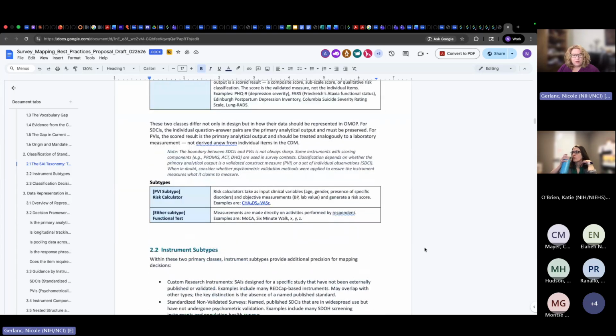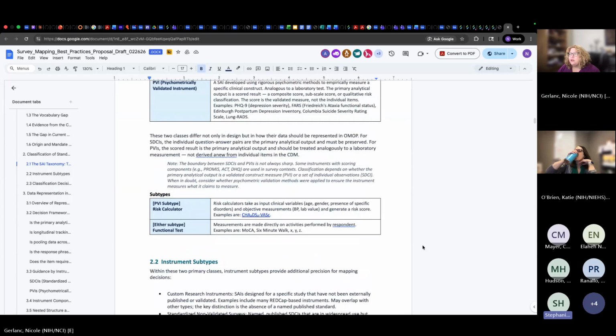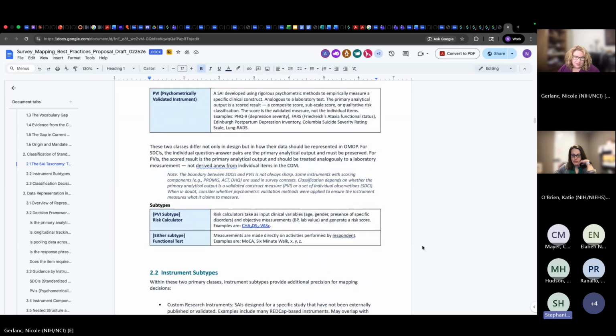We also summarize our approach to mapping survey data elements in the AI Ready project, and we submitted the manuscript to Amy. I don't know if we'll get in, but a lot of it is what we shared in this working group.